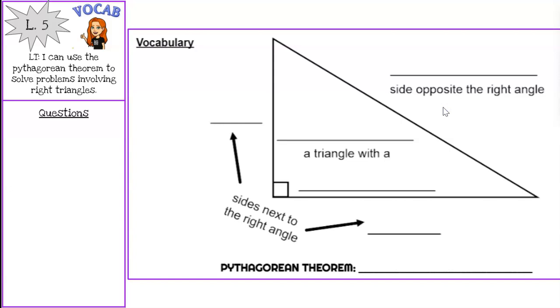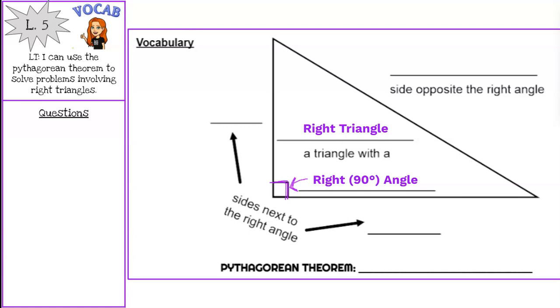Vocabulary: a right triangle is a triangle with a right angle, or a 90-degree angle. That is marked by this square right here. So if a triangle has that marking, we know it's a right triangle.